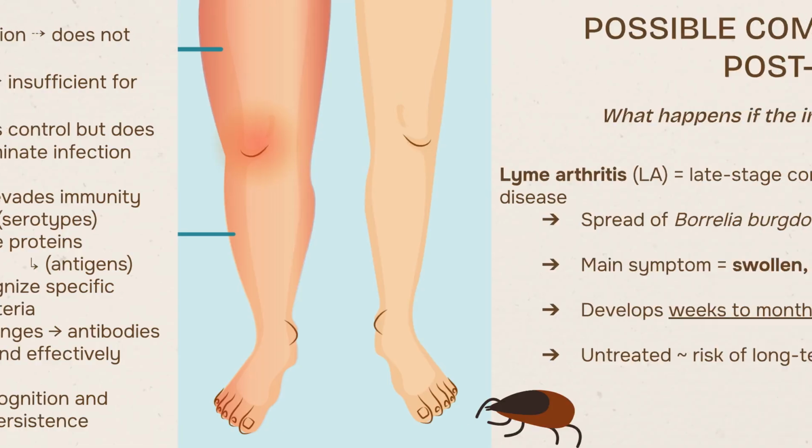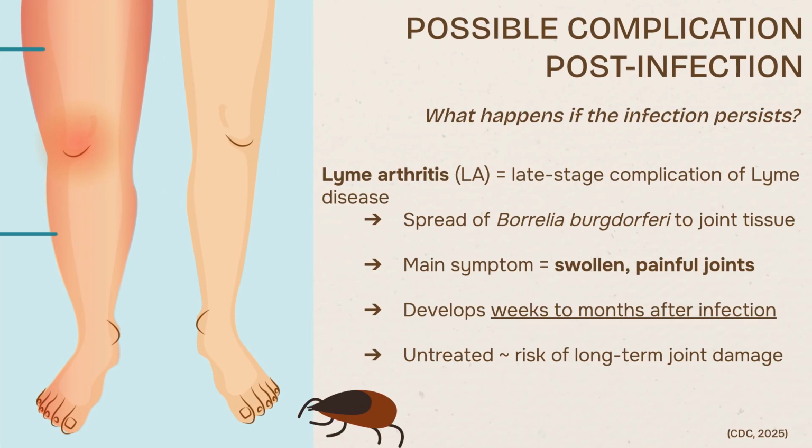So, because the immune system isn't always able to completely eliminate Borrelia, the infection can spread to different parts of the body, including the joints. This is where Lyme arthritis comes in. Lyme arthritis is a late stage complication of Lyme disease that occurs when the bacteria infects joint tissues and triggers inflammation. The most noticeable symptom is swelling in one or a few joints, most commonly in the knees. The joint may also feel warm, painful, or stiff, and the swelling can sometimes come and go or even move between joints. This condition usually develops weeks or months after the initial infection.